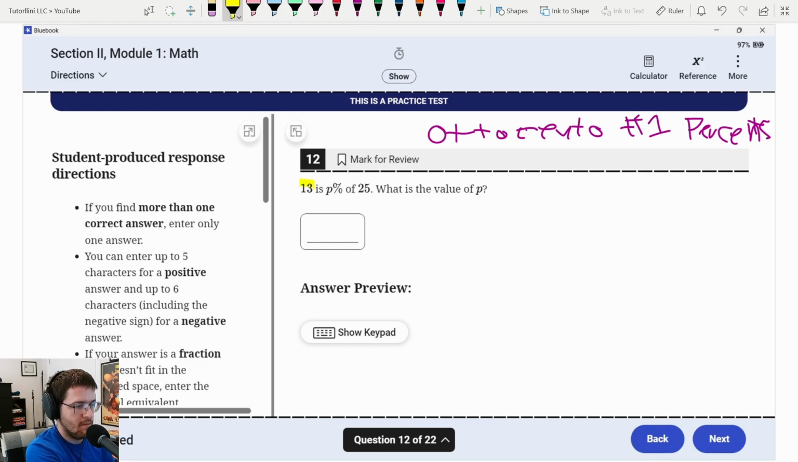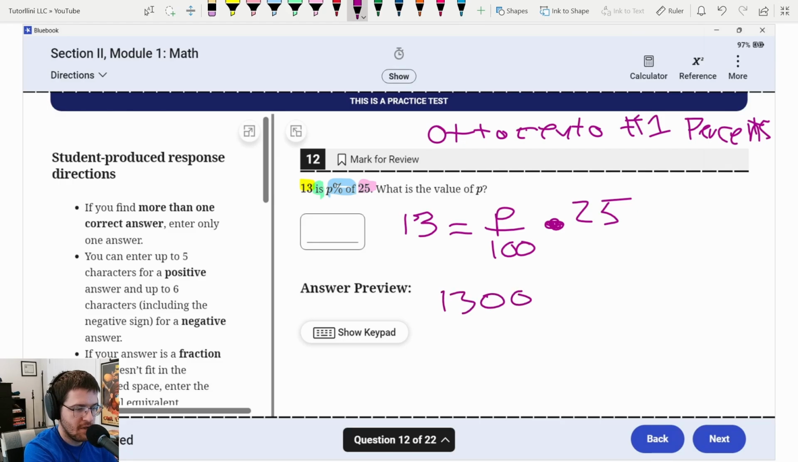So 13 means equals p% of. When I have a percent of, I divide by 100 and change the of to multiplication. And then it says 25. So now I just solve this equation. I'm going to multiply both sides by 100. I get 1300 equals p times 25, or just 25p. I'm going to divide both sides by 25. And I get 52 equals p, which is the answer.